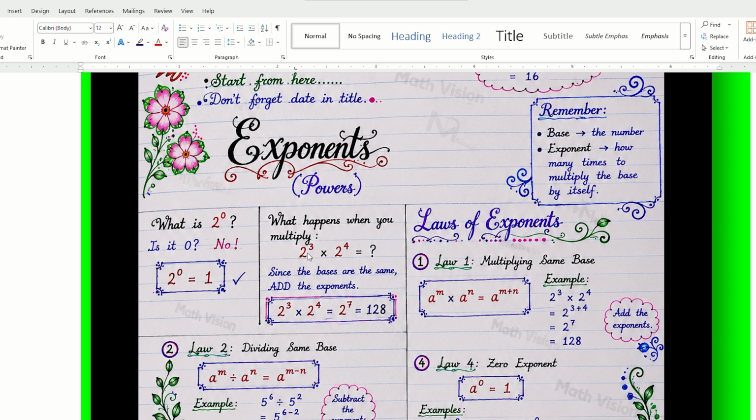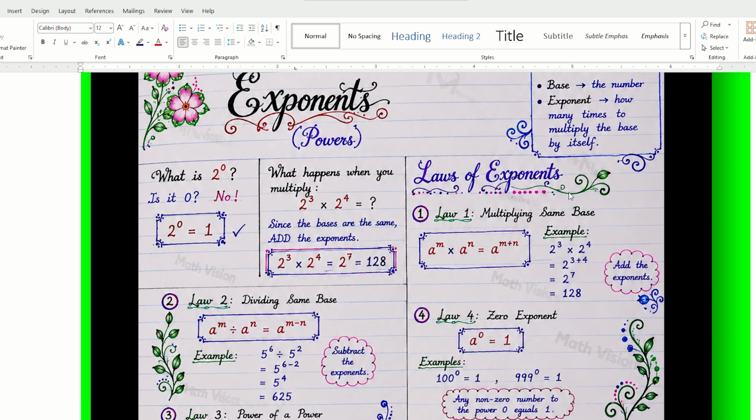What happens when you multiply 2 raised to power 3 by 2 raised to power 4? Since the bases are the same, the powers will be added. The exponents will be added. 2 raised to power 3 multiplied by 2 raised to power 4: 4 plus 3 is 7. 2 raised to power 7 means 2 multiplied 7 times, which equals 128.